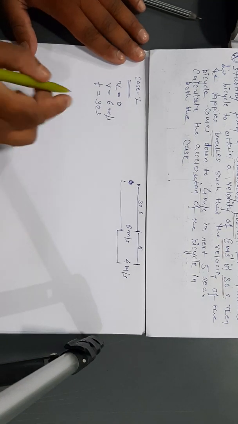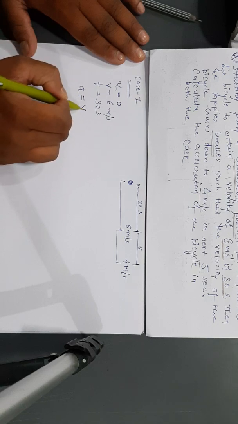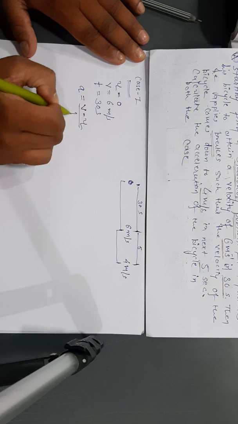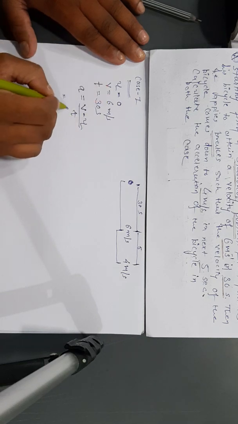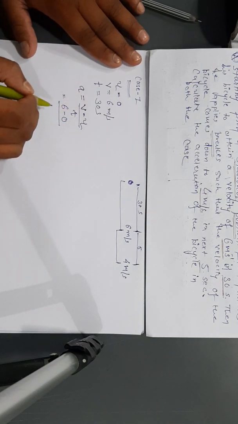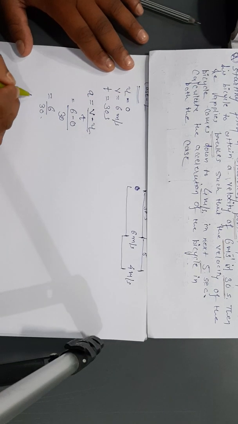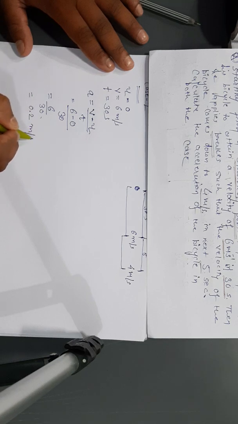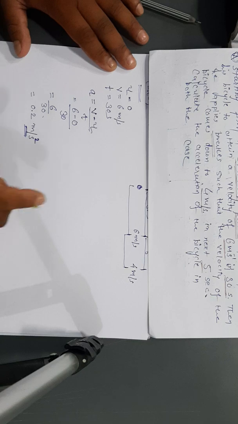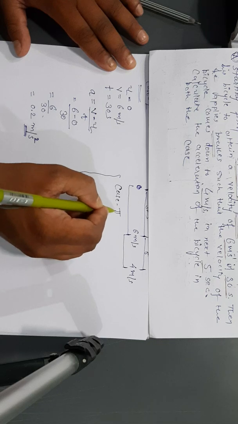Now, we have to find the acceleration. Formula of acceleration: a is equal to (v minus u) upon t. What is our v? It is 6. Initially it was stationary, so u is 0, and the time taken is 30 seconds. So the answer will be 6 by 30, which results in 0.2 meter per second square, the unit of acceleration, meter per second square.